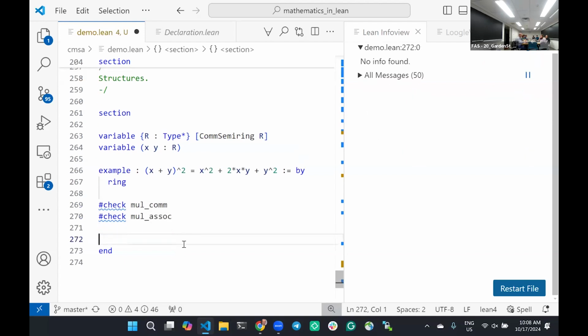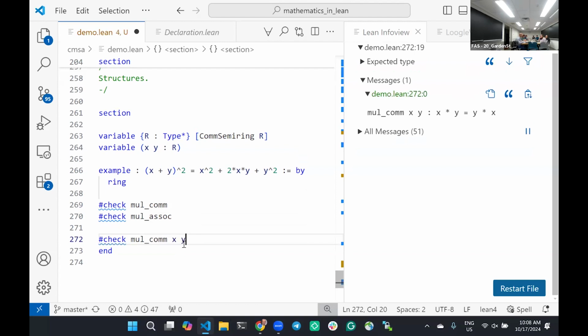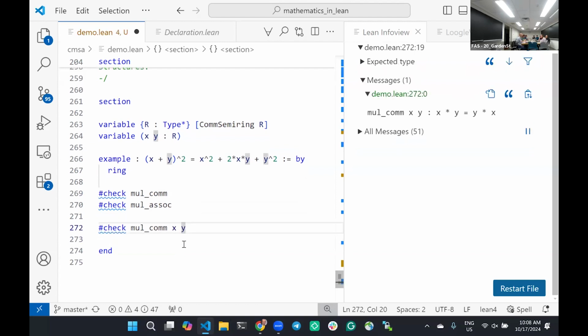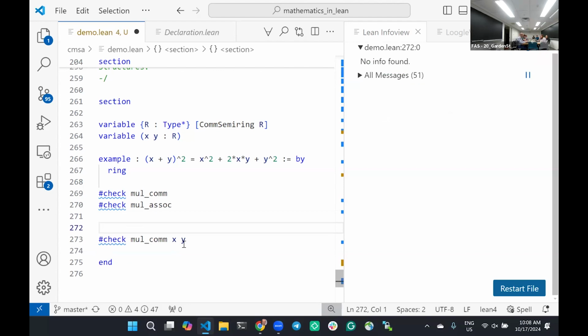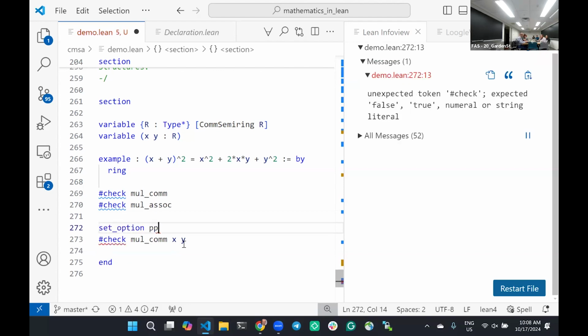And so now, if you say #check mcom, if you apply mcom to x and y, it tells you that x times y is equal to y times x, so it instantiated the theorem. But x and y are elements of a type R that has a CommSemiring structure. And so somewhere in there, Lean has to figure out that being a CommSemiring means inheriting the structure of a CommMagma. And you can see that happening if you say set_option pp.